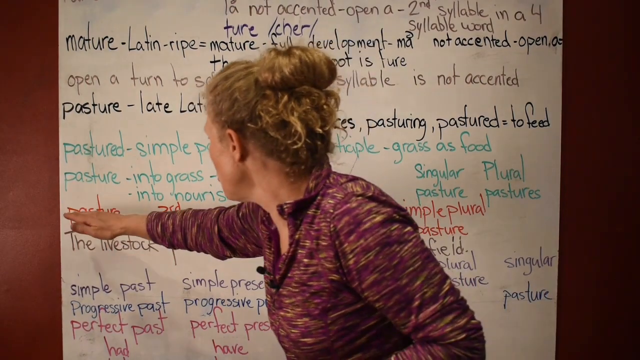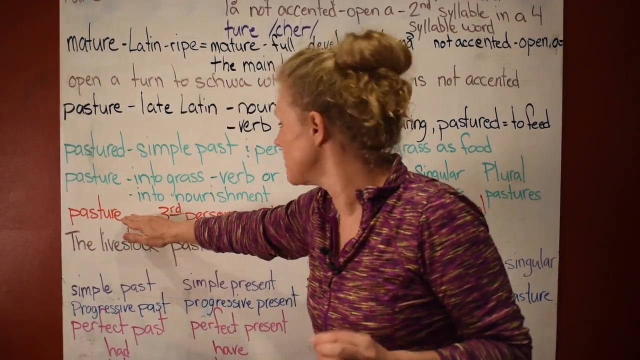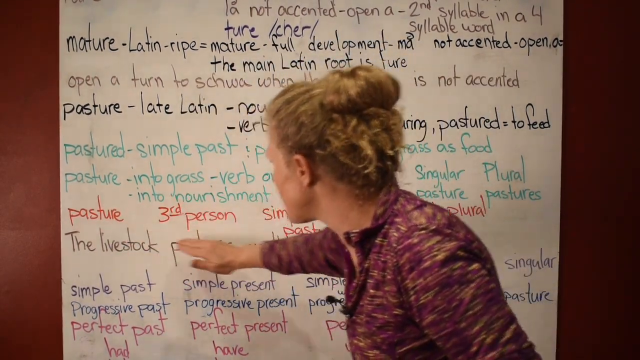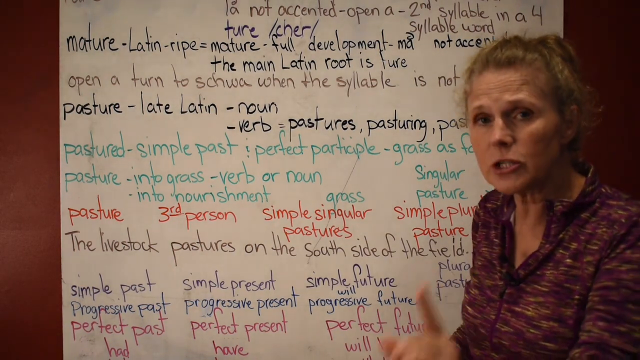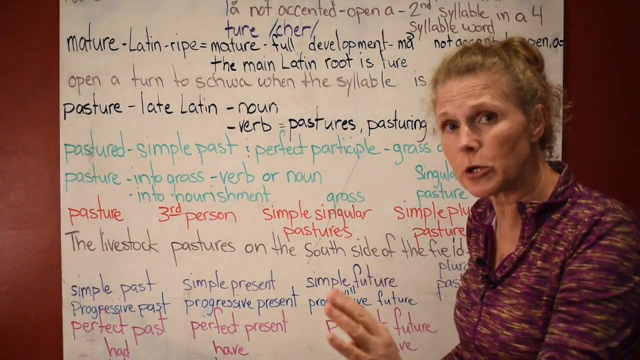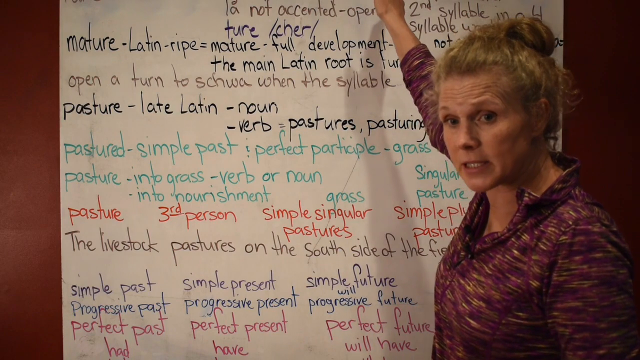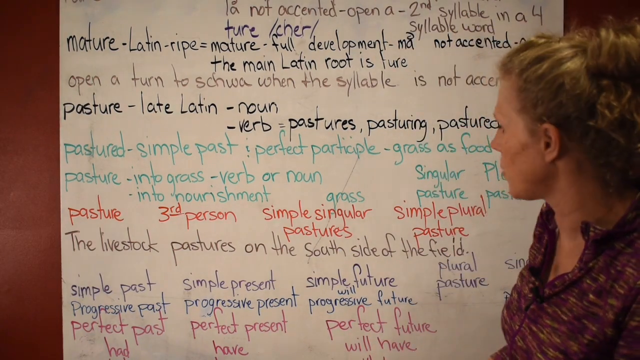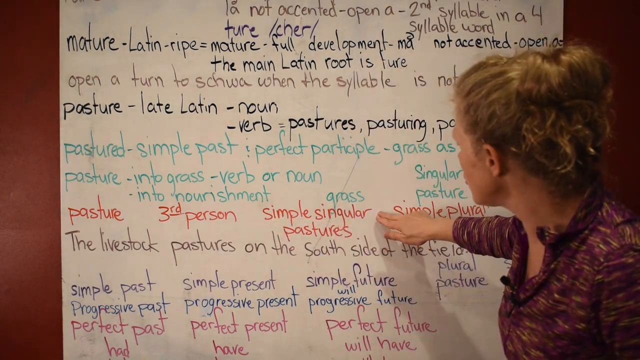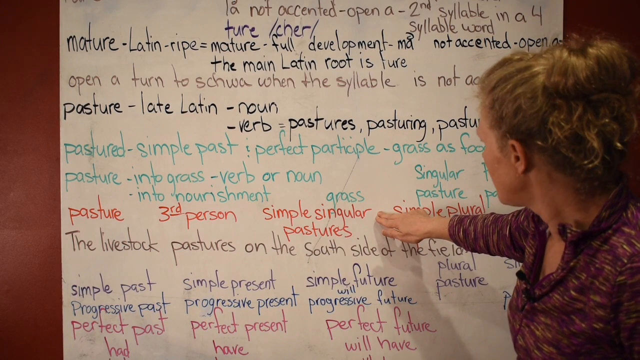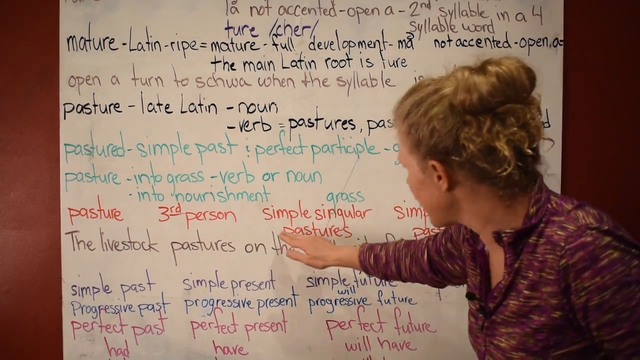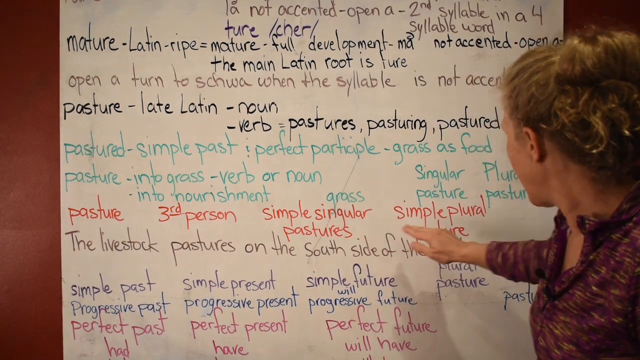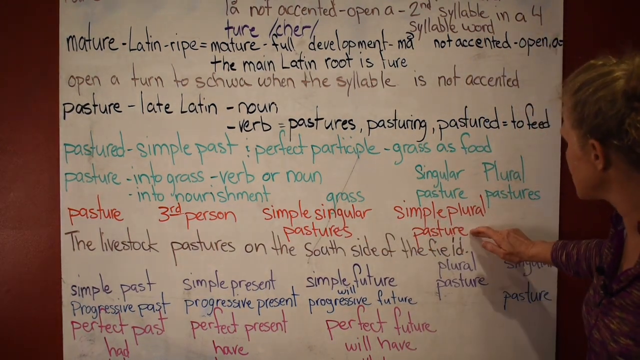All right, so pasture, let's look at that again. We're going to look at it as a third person. It matters that you understand what first, second, and third person are for you to understand your tenses. If you're not understanding that, you're not going to get this right. So look at this, the simple singular as pastures, and look at the simple plural as pasture.